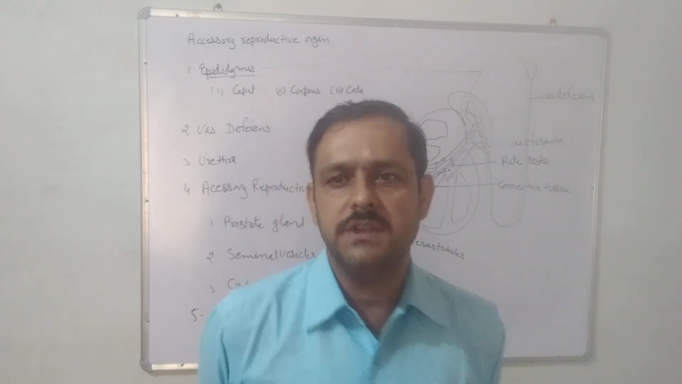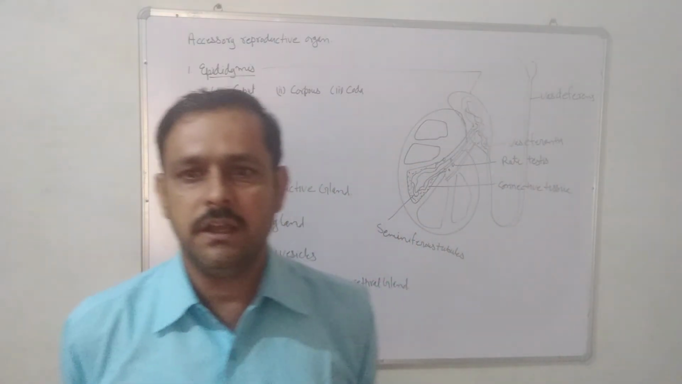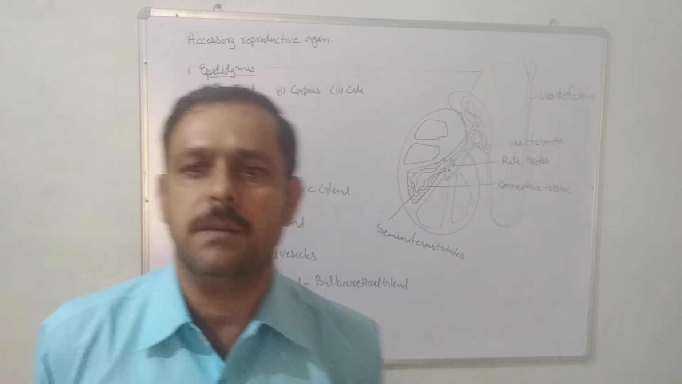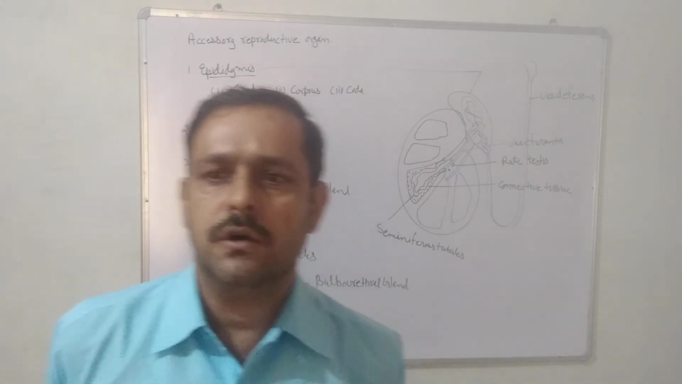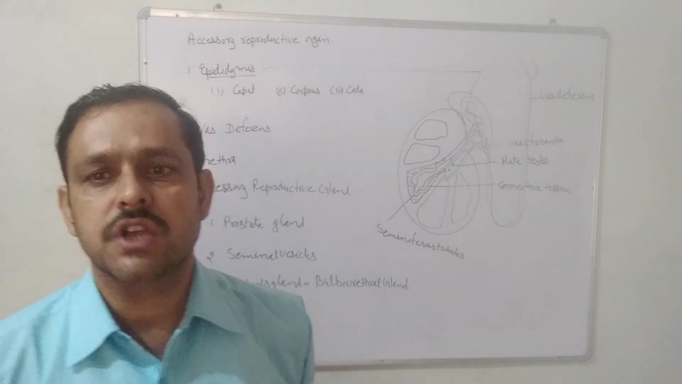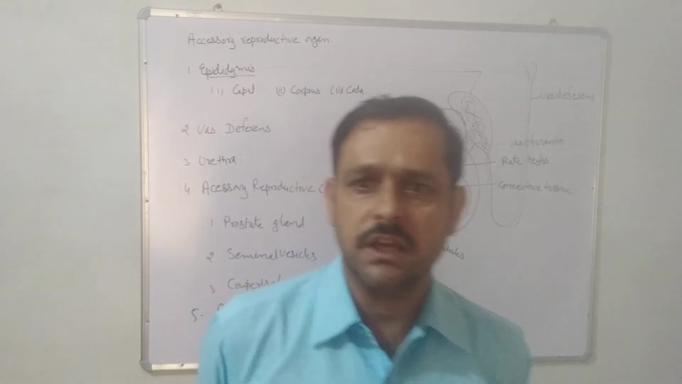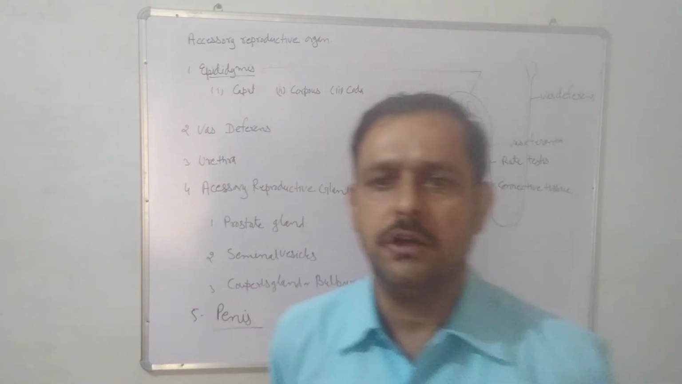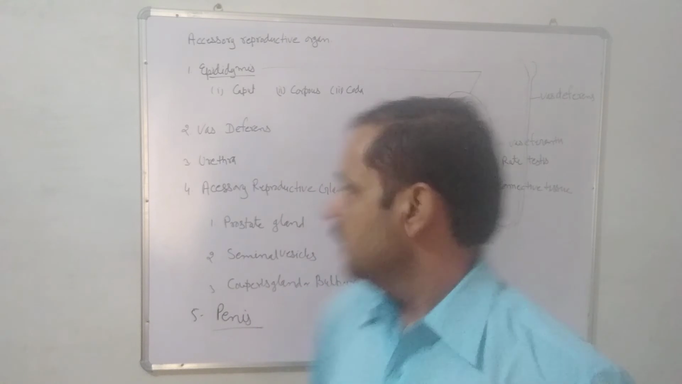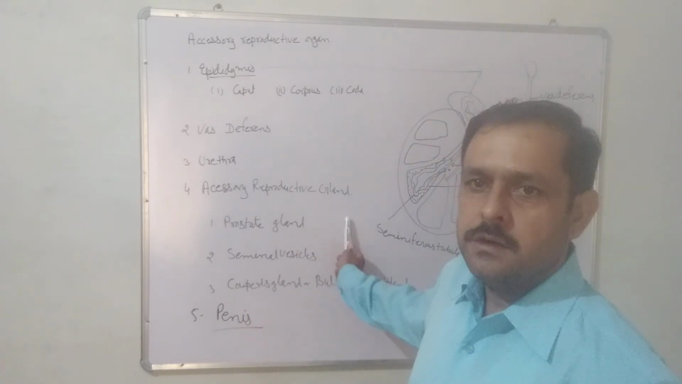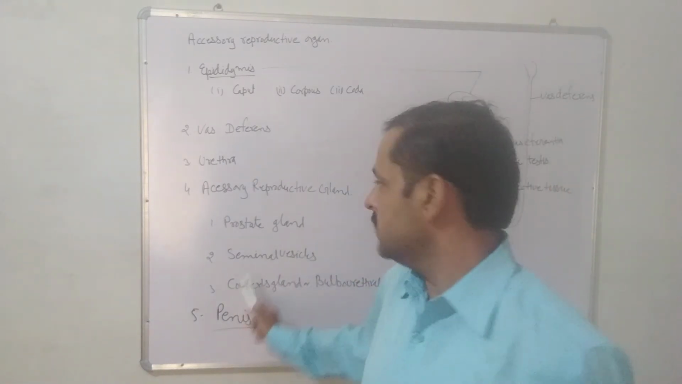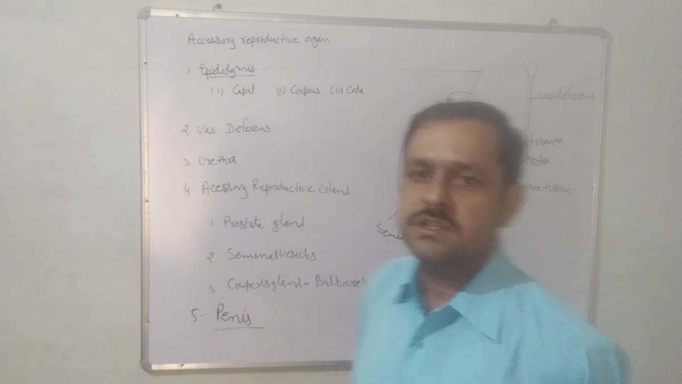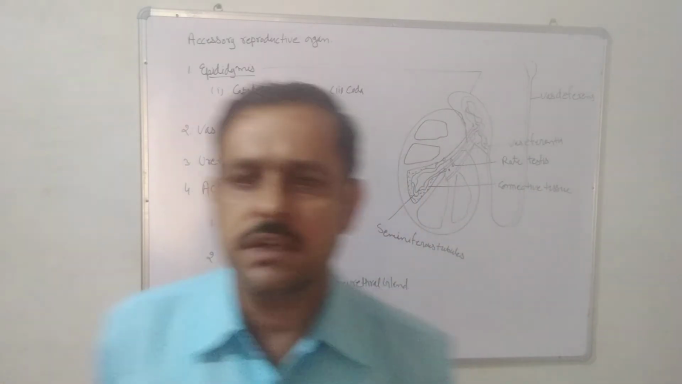At the time of ejaculation, in the erect position of the penis, both seminal vesicles constrict and release their secretion. The secretion of the seminal vesicle forms about 60% part of semen. Means the prostate gland's part is 25 to 30%, but the seminal vesicles' part is 60% in the semen.